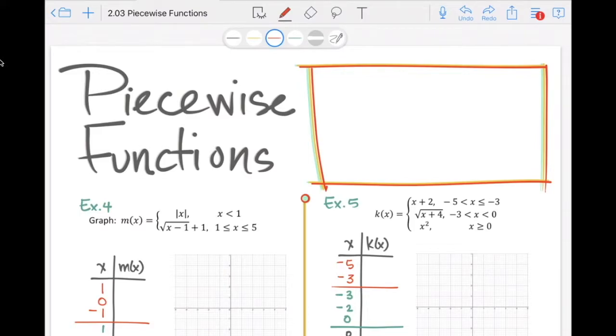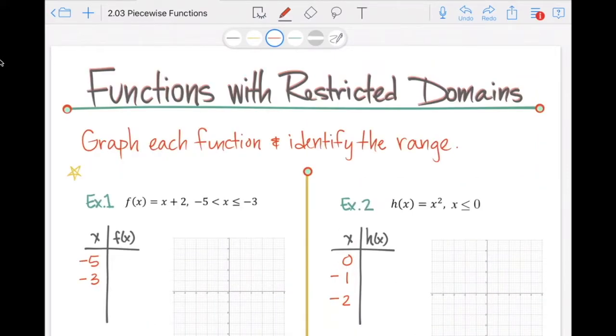Okay, so today we're going to talk about something called piecewise functions, but before we get into piecewise functions, we're going to start off with functions that have restricted domains. So notice the instructions say graph each function and identify the range. Generally, when you've graphed functions in the past, there hasn't been a restriction on the domain, so it's like you could plug in any number you wanted and then graph the shape of that function. But now we're going to have rules for what we can plug in for our x value or our domain.